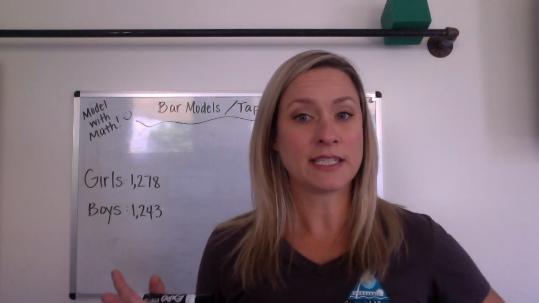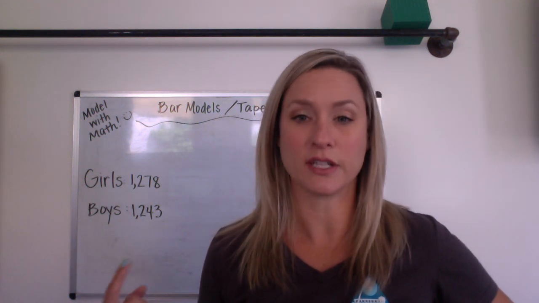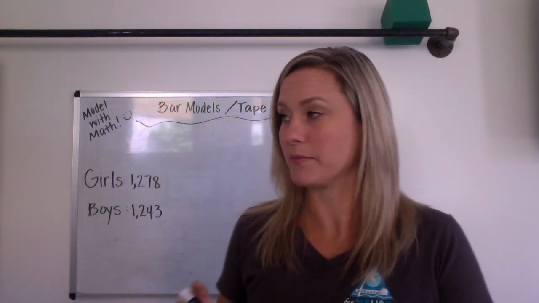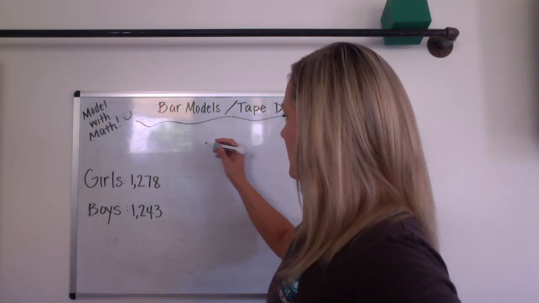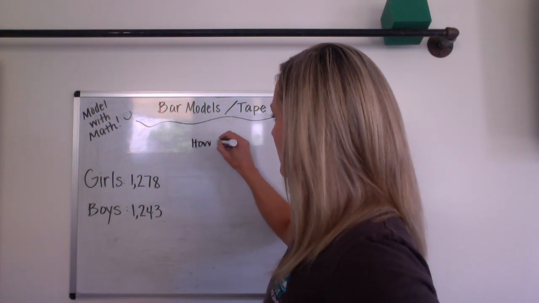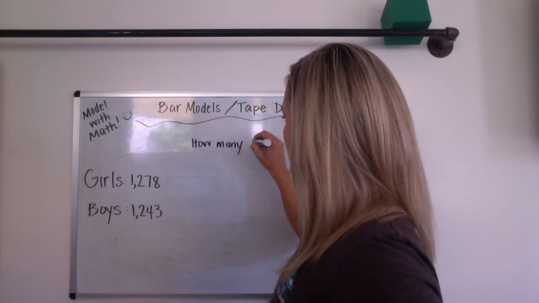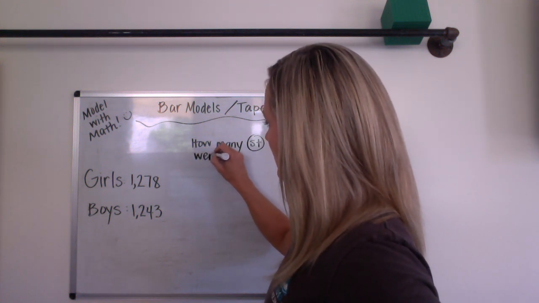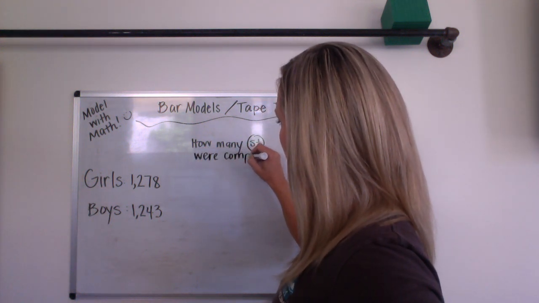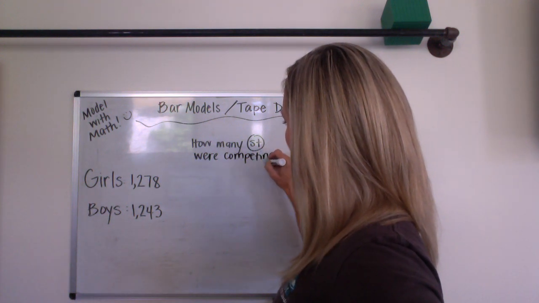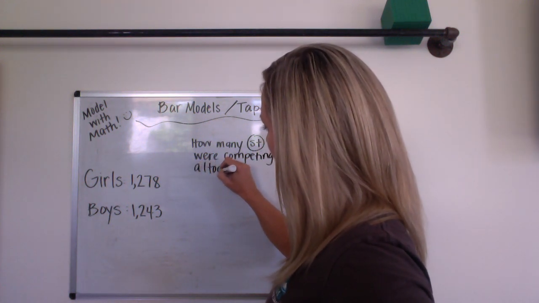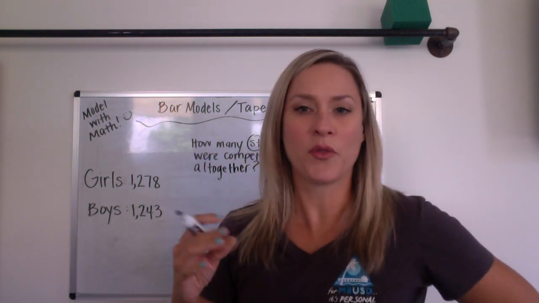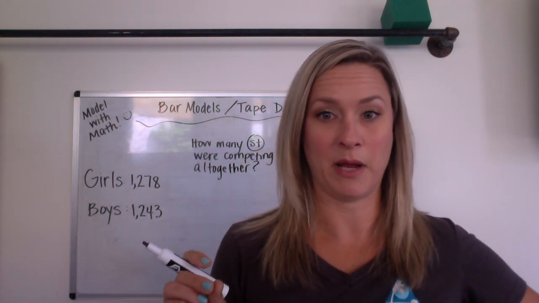Okay, so let's say we wanted to know how many students were competing all together. Well, we could set up a diagram to show that. So let's see, how many students, I'm just going to write ST for students, were competing all together. So let's say we want to answer that question. Okay, so the purpose of this is to set up our bar model.